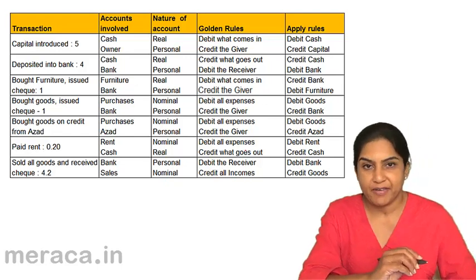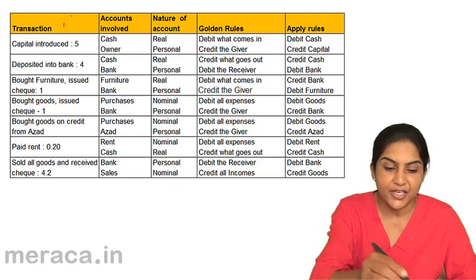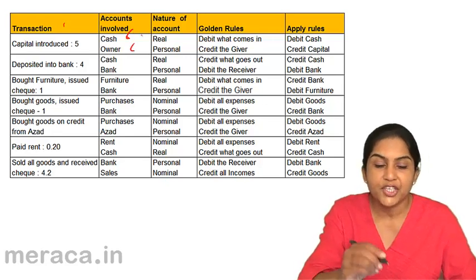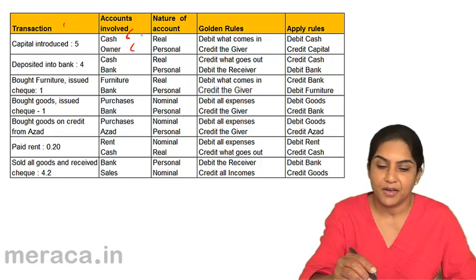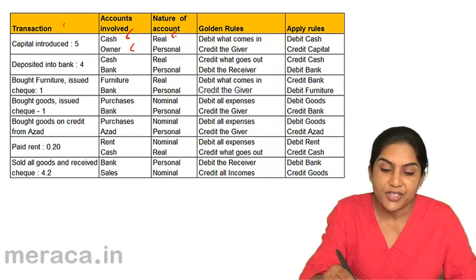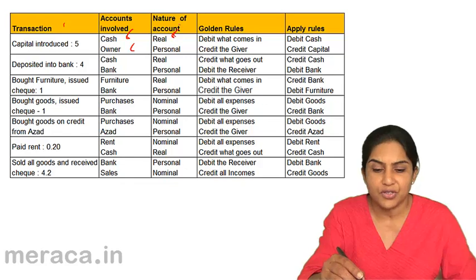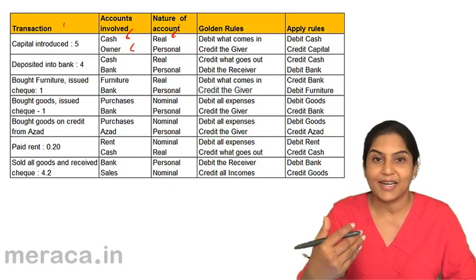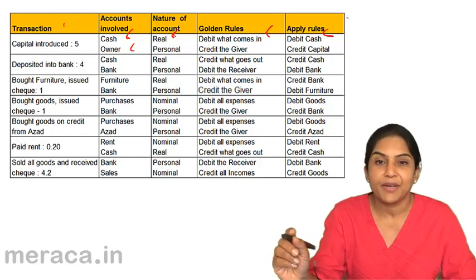Capital introduced 5 lakhs. So, first, what are the accounts involved? The accounts involved are cash and owner. What is the nature of cash? Is it personal? Is it real? Is it nominal? Cash is a real account. It's an asset. What is the rule for real accounts? Debit what comes in, credit what goes out. Cash has come in, therefore we debit cash.